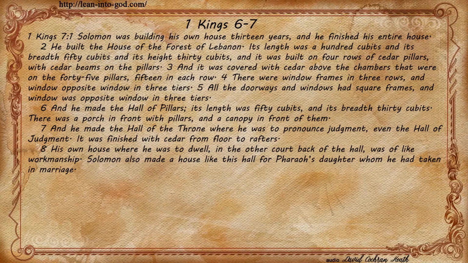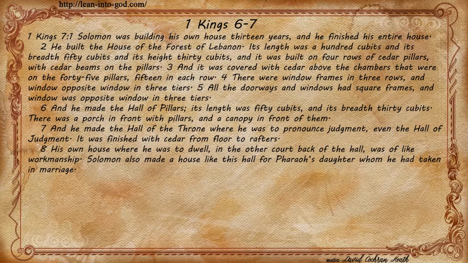There were window frames in 3 rows, and window opposite window in 3 tiers. All the doorways and windows had square frames, and window was opposite window in 3 tiers. And he made the hall of pillars. Its length was 50 cubits, and its breadth 30 cubits. There was a porch in front with pillars, and a canopy in front of them.